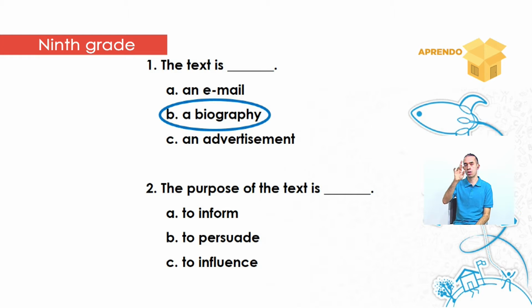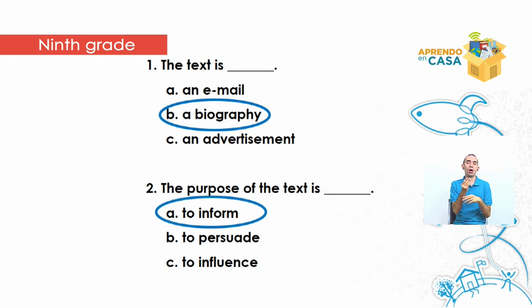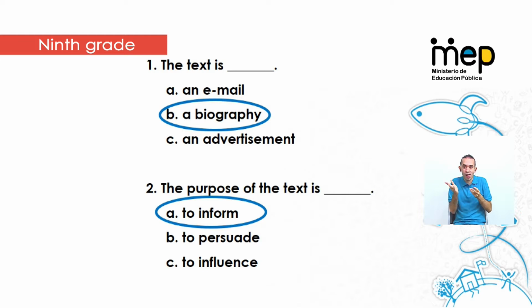And number 2, the purpose of the text is to inform, to persuade, or to influence? To inform. You are right. In this case, the author doesn't want to persuade us to do anything or doesn't want to influence our opinions or anything like that.